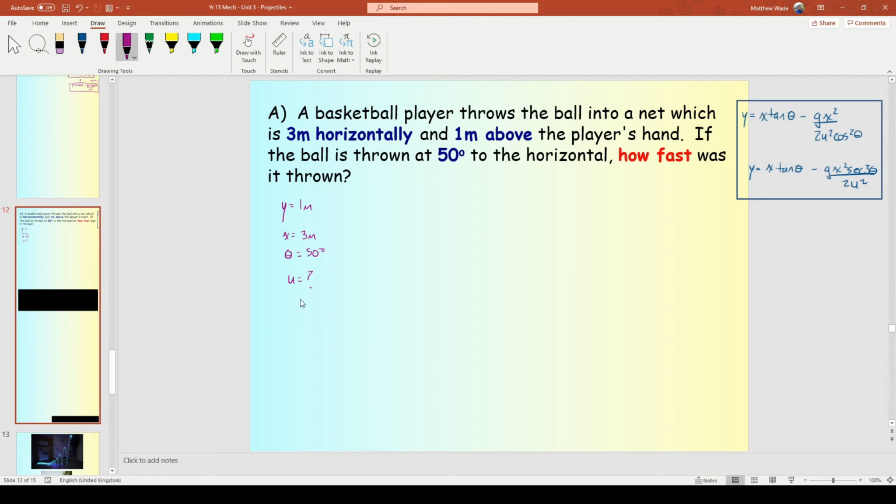Now it's just a number chug game, so let's do it. Let's chug some numbers, my lovelies. So check in the first one. It's going to be 1 equals 3 tan 50, take away g, 9.8, that's what g is. x was 3 squared over 2u squared cos 50 squared, where u is what we want.